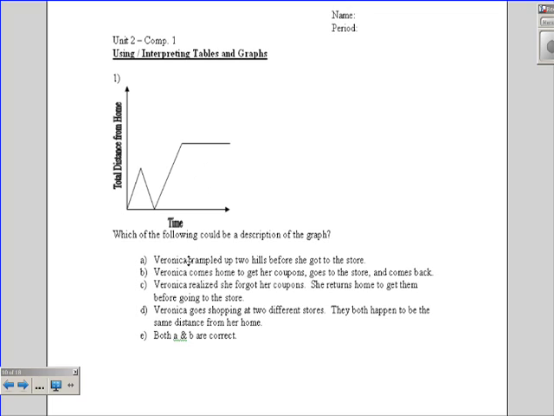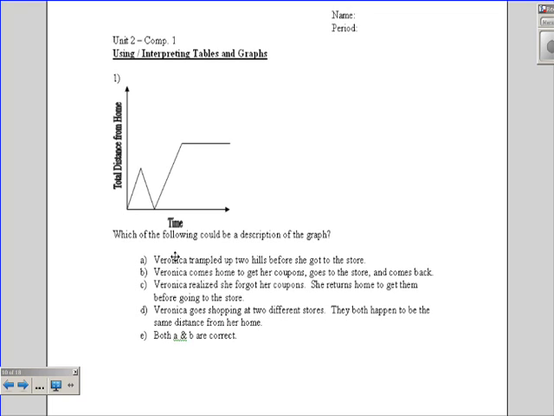So let's take a look here. Choice A, Veronica trampled up 2 hills before she got to the store. B, Veronica comes home to get her coupons, goes to the store, and comes back. C, Veronica realized she forgot her coupons. She returns home to get them before going to the store. D, Veronica goes shopping at 2 different stores. They both happen to be the same distance from her home. E, both A and B are correct.